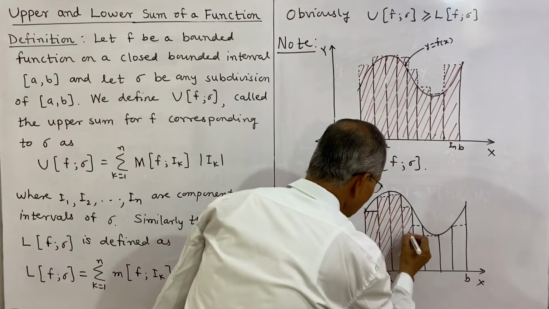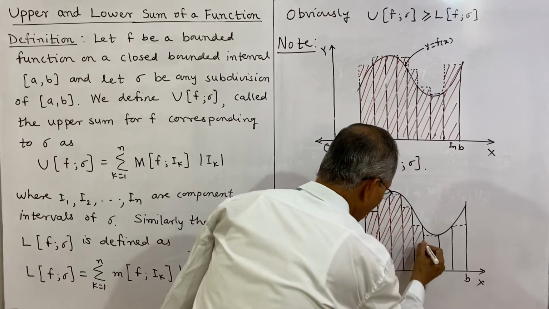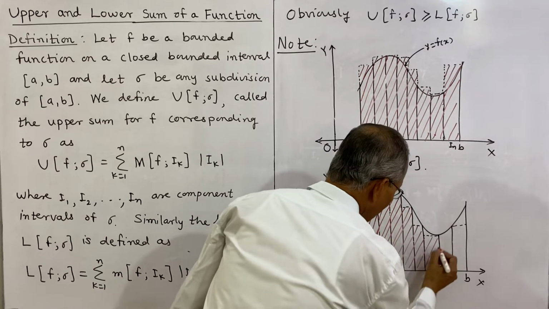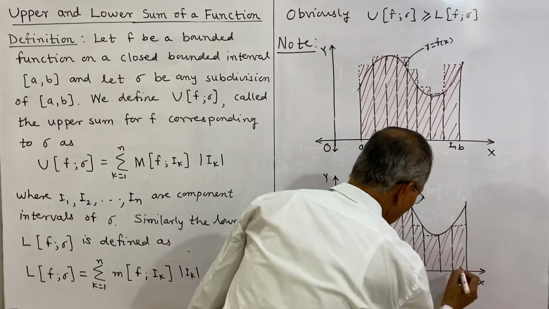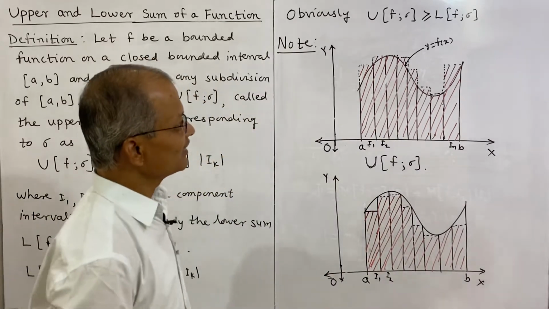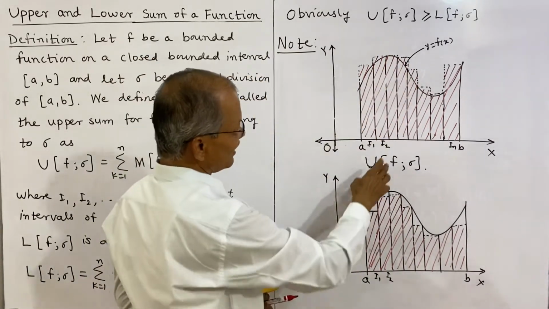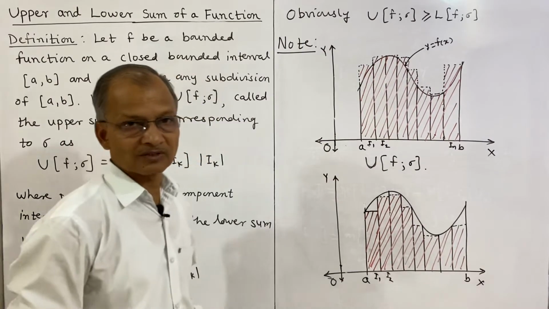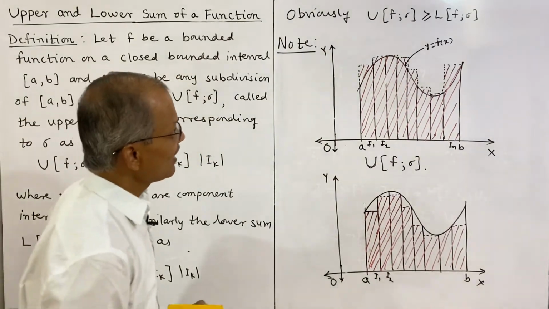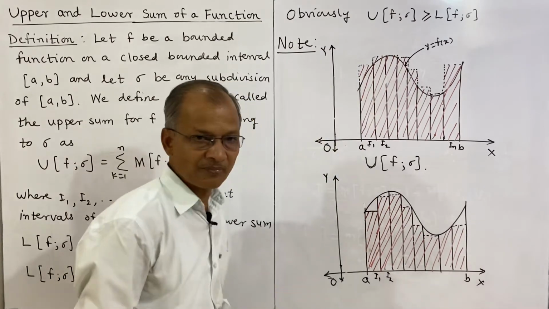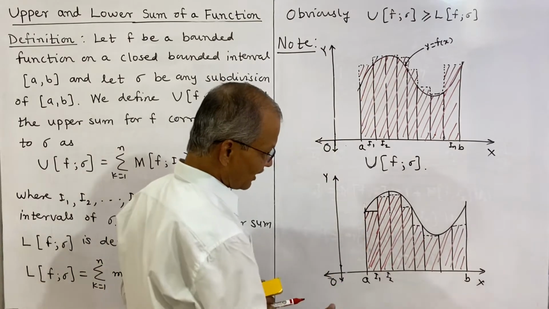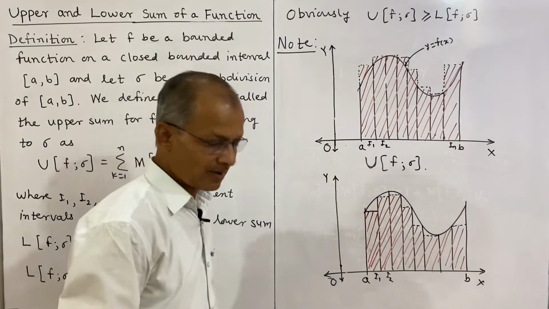And we can see which area is bigger. Obviously this area is the area of the circumscribed rectangles. That means we are taking the maximum height in each component, and this is the sum of the areas of the rectangles, considering the inscribed rectangles.